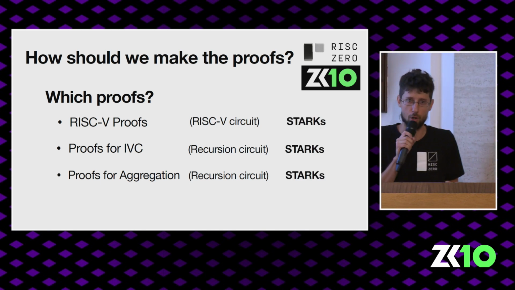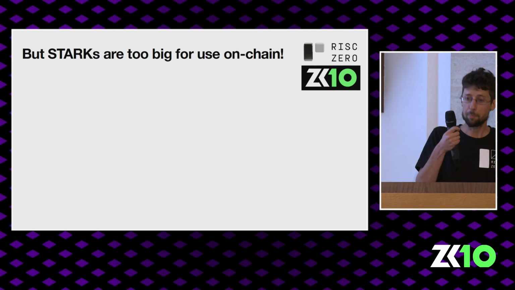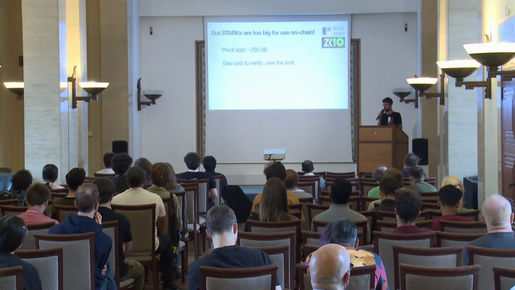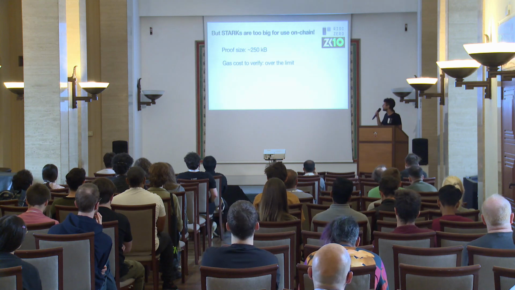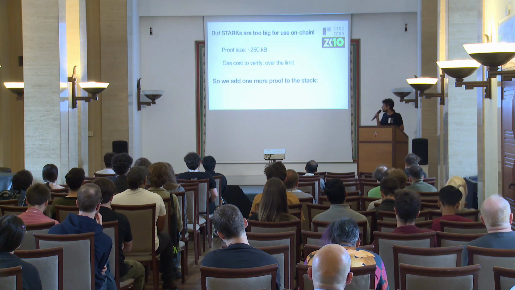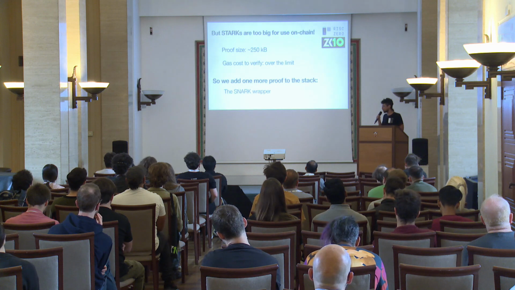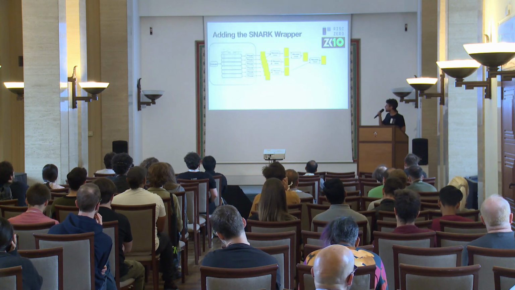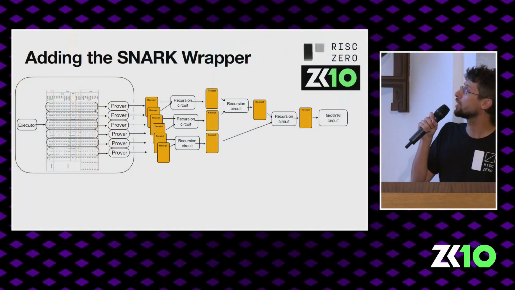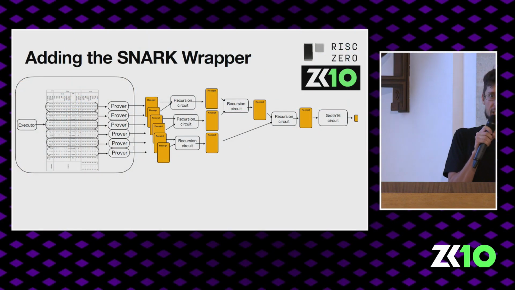So we're using SNARKs for all of these. And the problem is that SNARKs are too big for use on chain. The proof size for SNARKs in our system is about 250 kilobytes. The gas costs are too large to make it feasible to verify on chain. I also think the call data limits are a barrier here. So we add one more proof to our stack, which is this SNARK wrapper. This was the picture I showed you a second ago. We have one more circuit in our system, and this spits out a little teeny tiny proof.